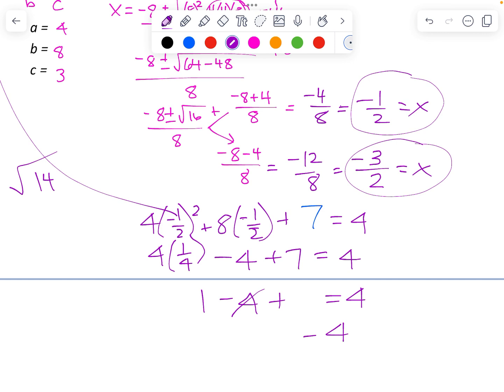Okay, so then this is 1. There we go. 1 minus 4, negative 3 plus 7, and I get 4 equals 4. So checking your work can be really helpful, so I know that that one works.